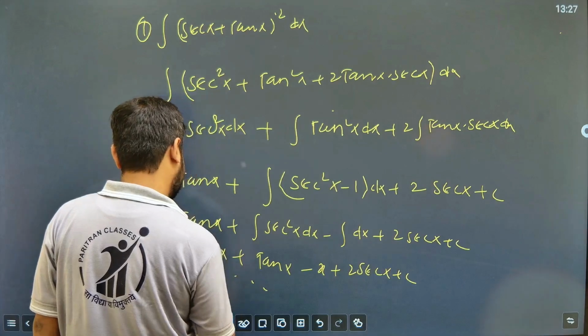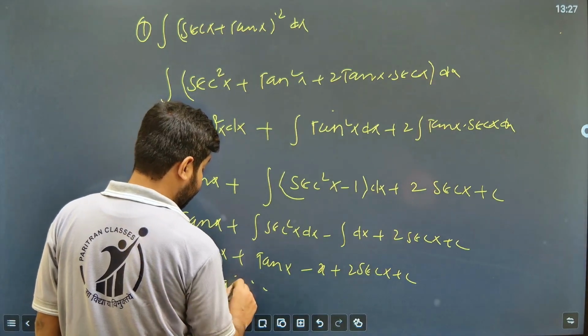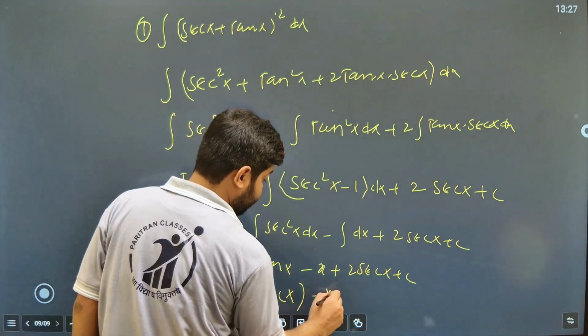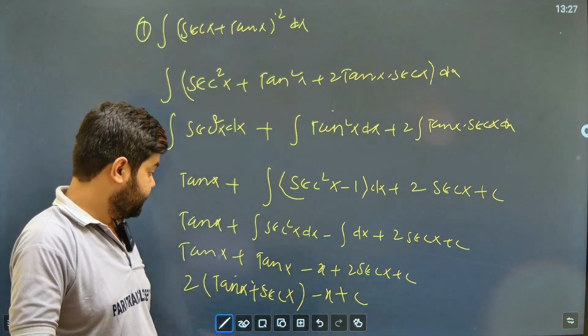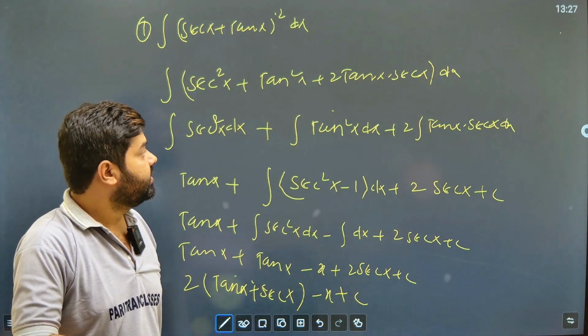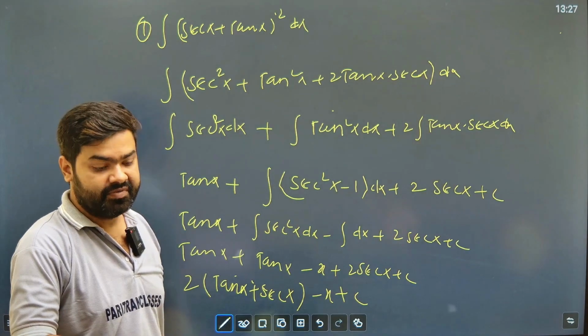We can take 2 as common. So it will be 2 times tan x plus sec x, minus x, plus c. And this is the final answer. Okay, we can copy. Copy first.